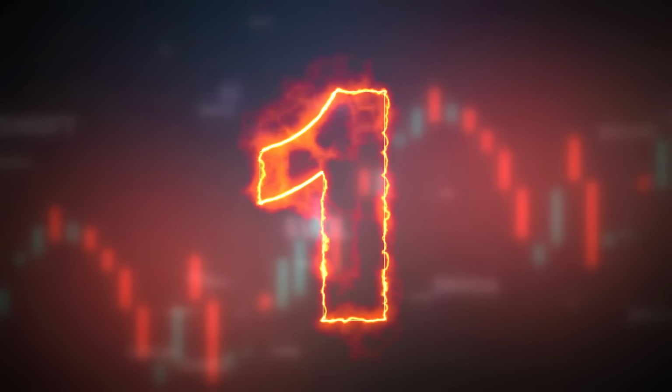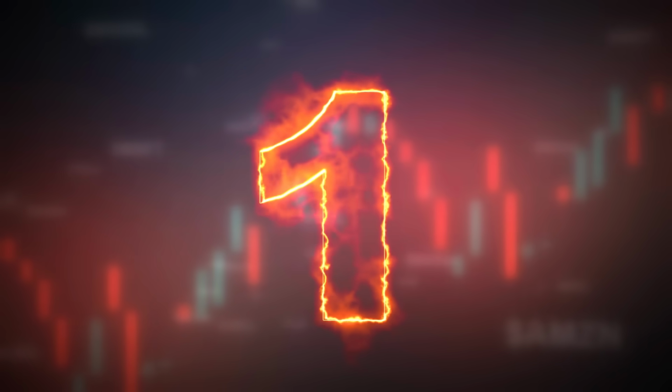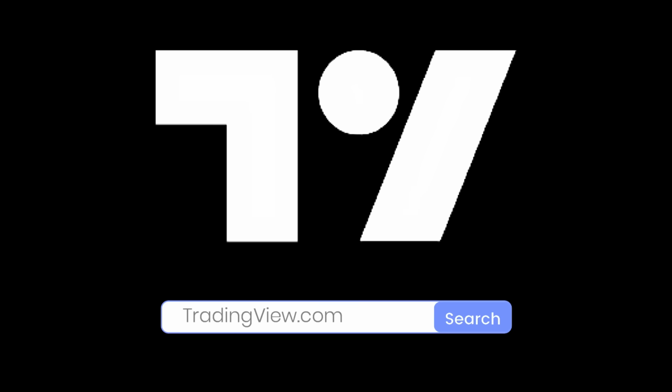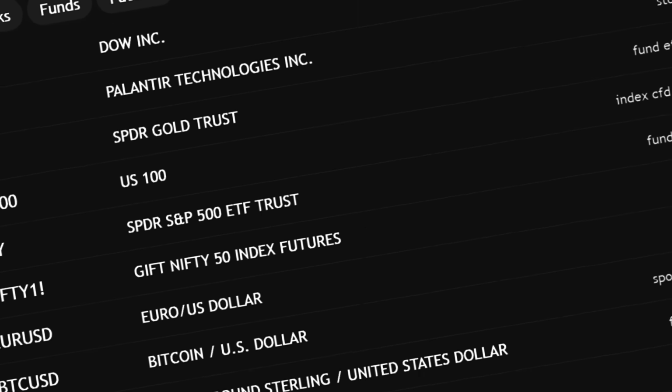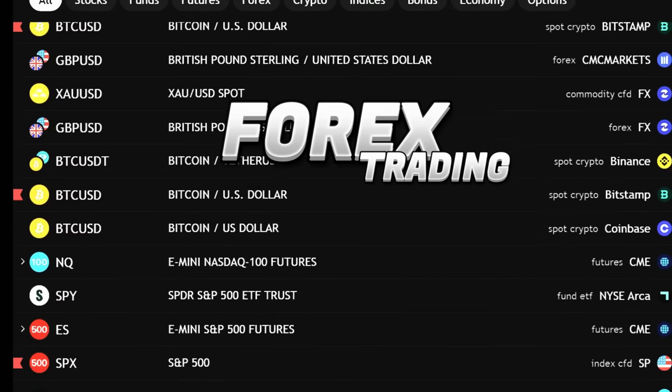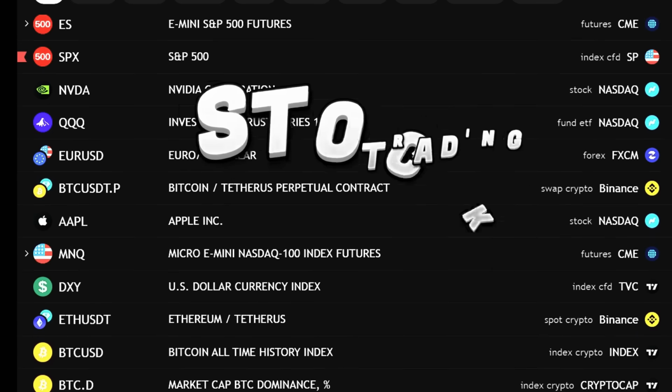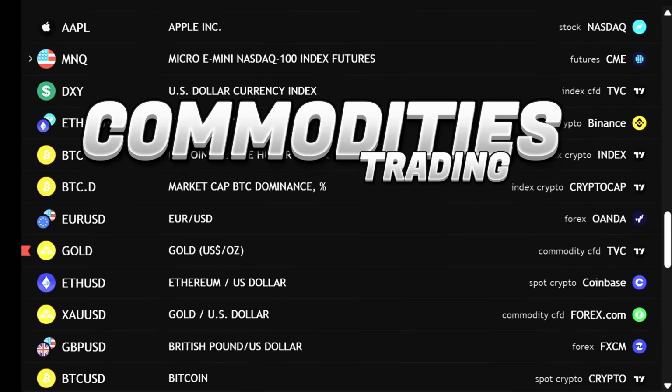Alright, first things first, let's get our setup right. This is where you follow along. Go ahead and open TradingView.com. The beauty of this breakout trading strategy is that it works on almost any chart. So if you are into Forex trading, crypto like Bitcoin, stocks, or even commodities, you're covered.